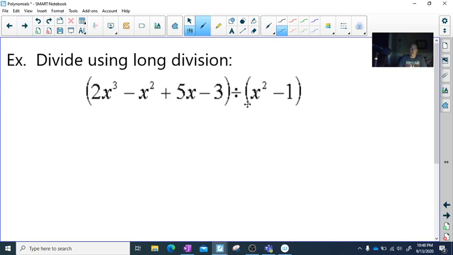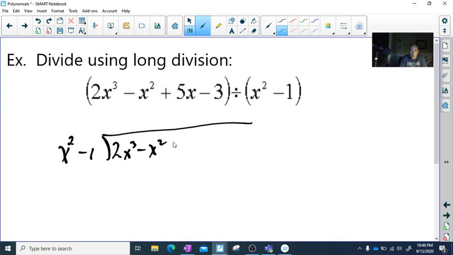Now, here's one where we're dividing by, notice this time, so everyone so far we've only been dividing by x to the first. But I think we're getting our heads wrapped around how this works now. Let's write this one out. Make sure these are descending order. 2x to the third, take away x squared, plus 5x minus 3. Nothing changes. Here we go. X squared, to get 2x cubed, I'd have to multiply by 2x. 2x times x squared is 2x cubed. 2x times negative 1 is negative 2x.